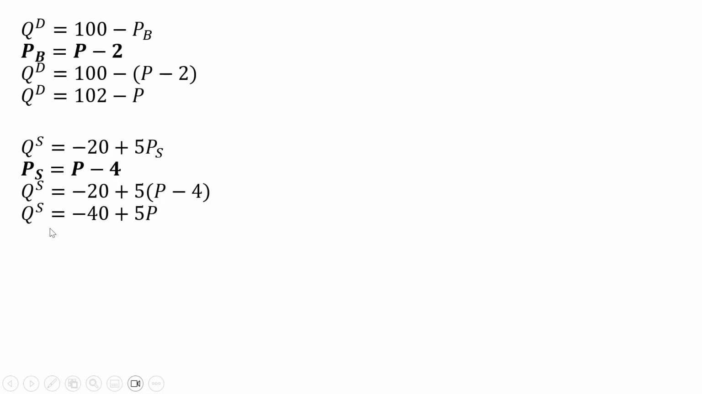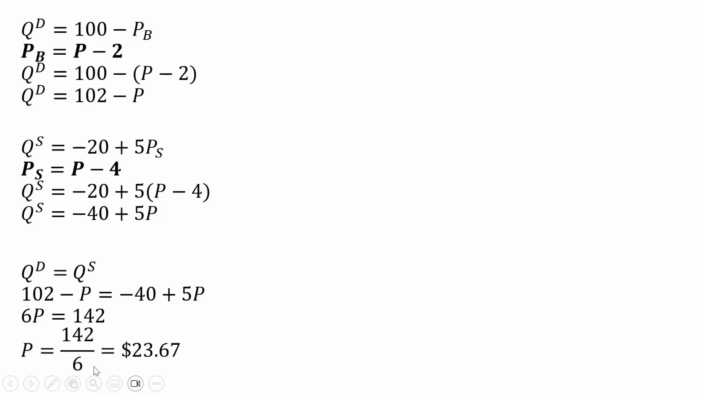So we're going to set quantity demanded equal to quantity supplied. Doing that, now we're going to solve for P. Add P to both sides, we're going to get 6P. Add 40 to both sides, we'll get 142. So the price will equal 142 divided by 6, or $23.67.